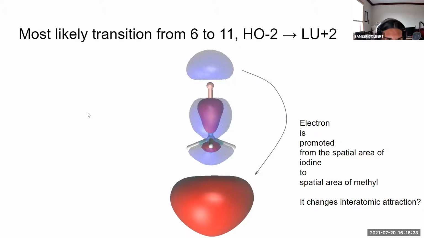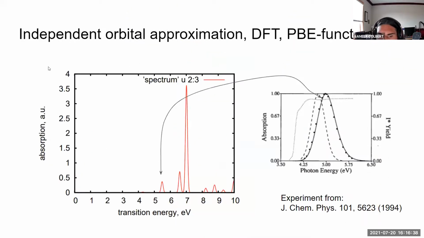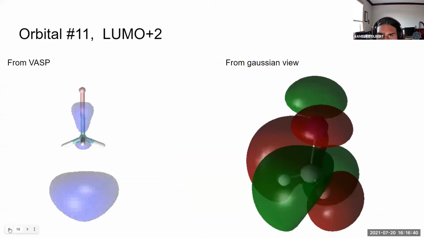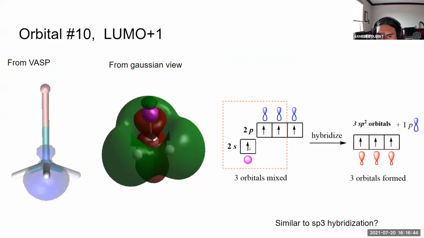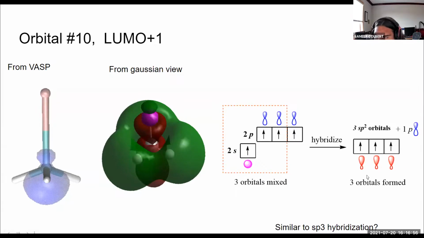On the LUMO slide, are you trying to say that there are sp2 or sp3 hybridized orbitals? This slide, correct? I think we just noticed that the shape of the VASP orbital was very similar to the shape of a p orbital that was hybridized over here.